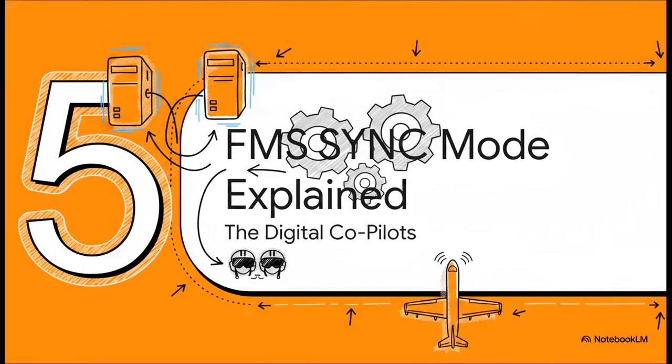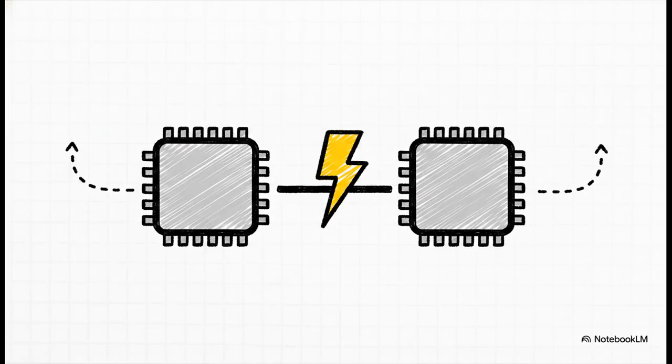Let's wrap things up with Section 5, FMS Sync Mode Explained, the Digital Co-Pilots. Let's look under the hood at how the 2 independent FMS computers on the Q400 actually talk to each other during all these dynamic flight events. I want you to think of the primary FMS and the offside FMS as co-pilots trying to read from the exact same script. They need to be perfectly synchronized.